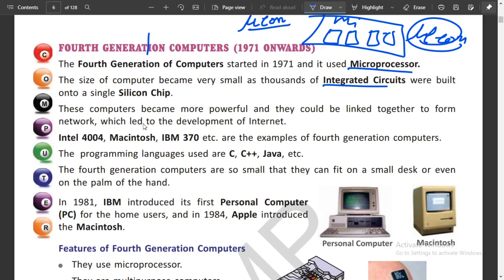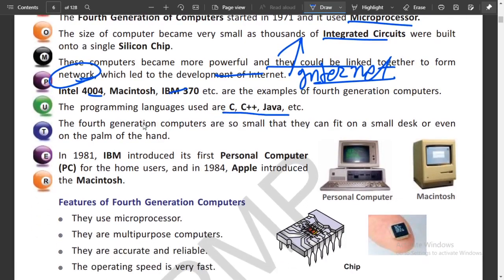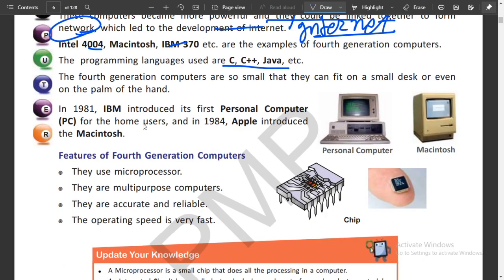So these computers were more powerful and could link together to form a network. Here we have the network also, then the development of the internet. These are the systems that led to the internet so fast. After that, what we have: Intel 4004, Apple Macintosh, IBM 370. This computer supports C, C++, Java also. These are the fourth generation computers, so small they can work even on a desk and in the palm of the hand.